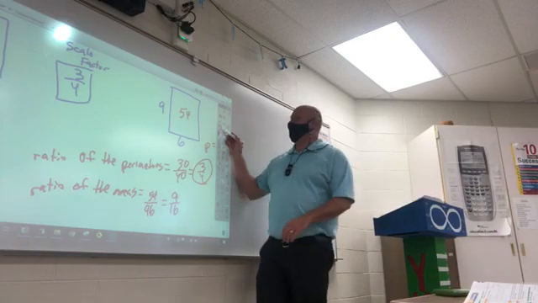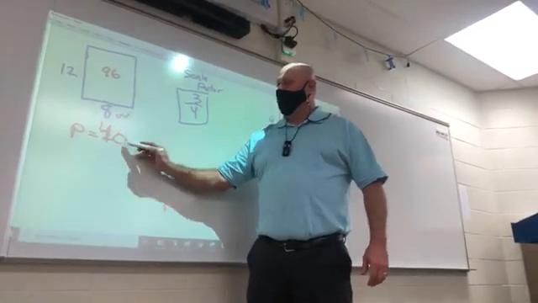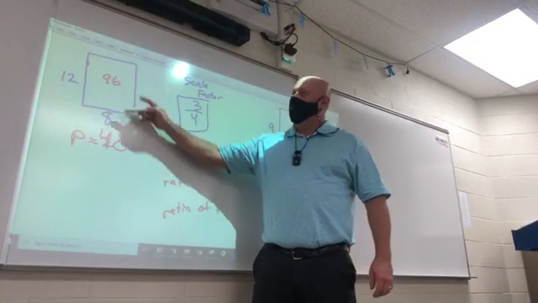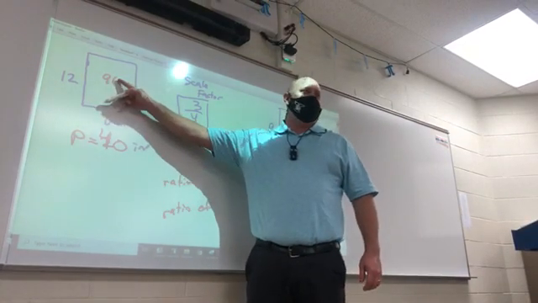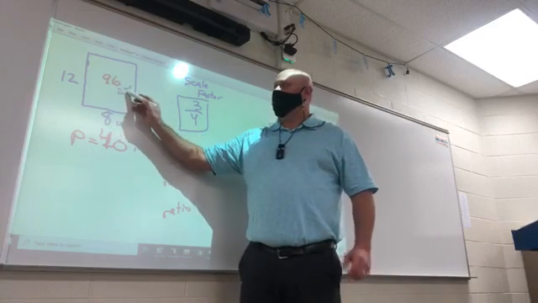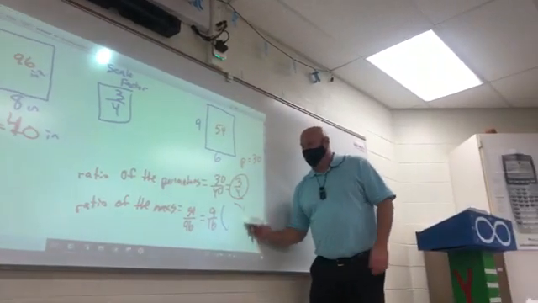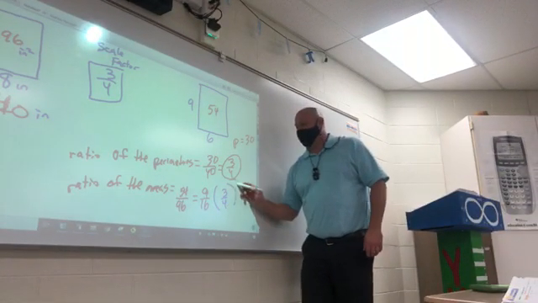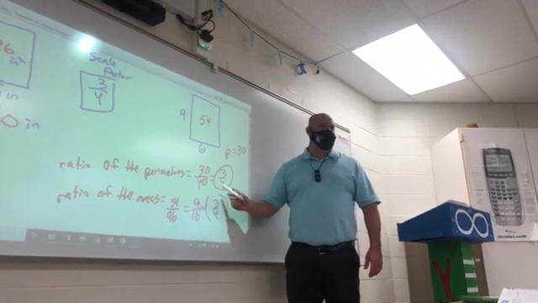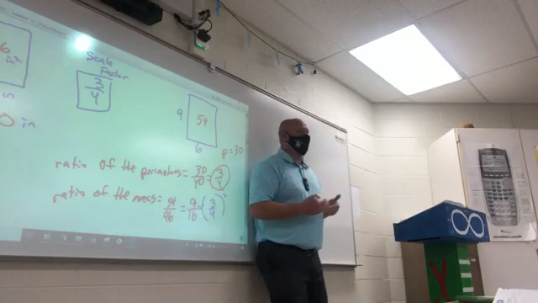If I put units, this is like 8 inches. Well, the perimeter is going to be 40 inches, right? This would be inches what? Area would be inches squared, wouldn't it? What do you think? 3/4 squared is equal to? 3 squared is 9, 4 squared is 16. Area is always squared.